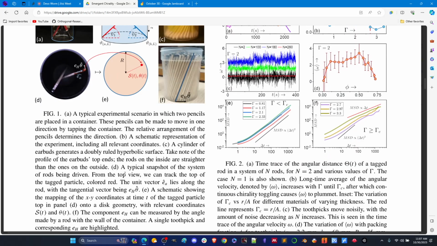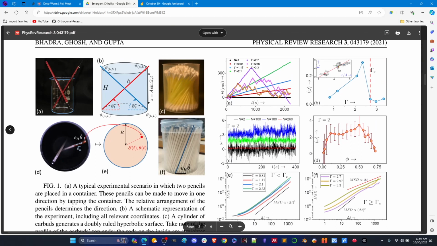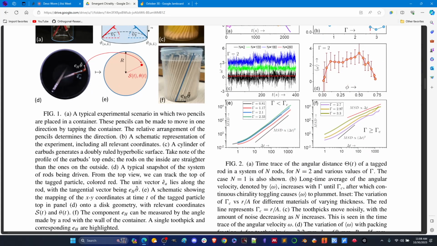And then a typical snapshot of the system of rods being driven by a vibrational force. So they're being driven around. So you have this packing here. You already have an anisotropy, and then you have this driving force, which leads to this order that we are looking for.